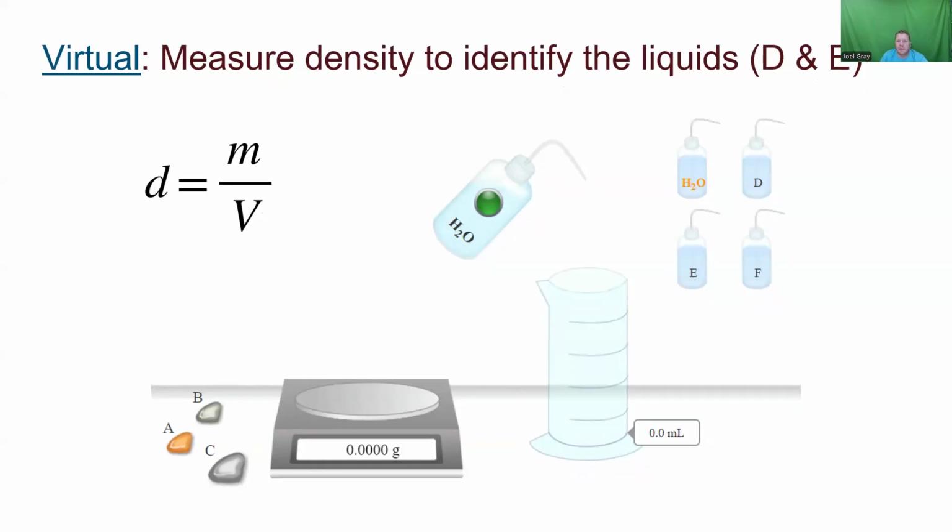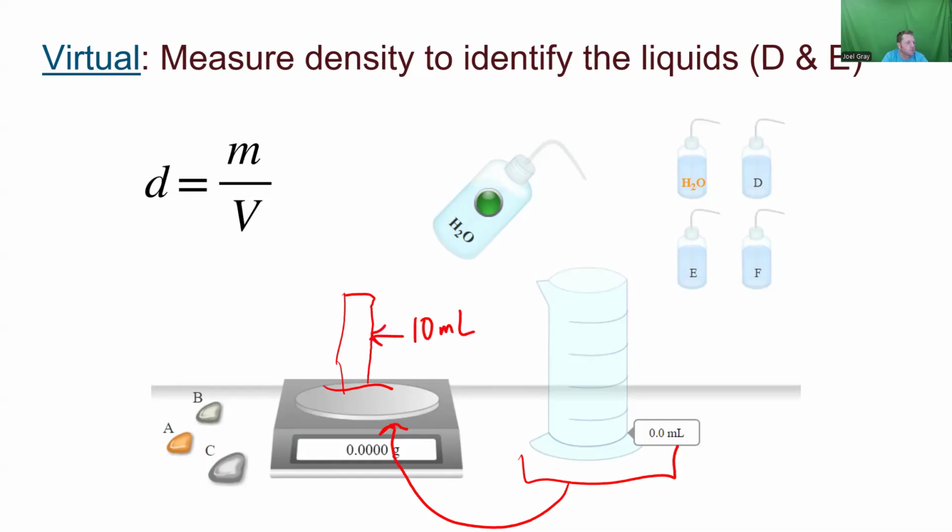But what this is right here is an opportunity to measure the density of liquids. Now, the idea is that you would take this graduated cylinder right here and move it onto this digital balance. Place this graduated cylinder on this digital balance. And then you would add a liquid, let's say up to 10 milliliters. And then you would also determine the mass, because the intent is to identify liquids D and E based on their densities.